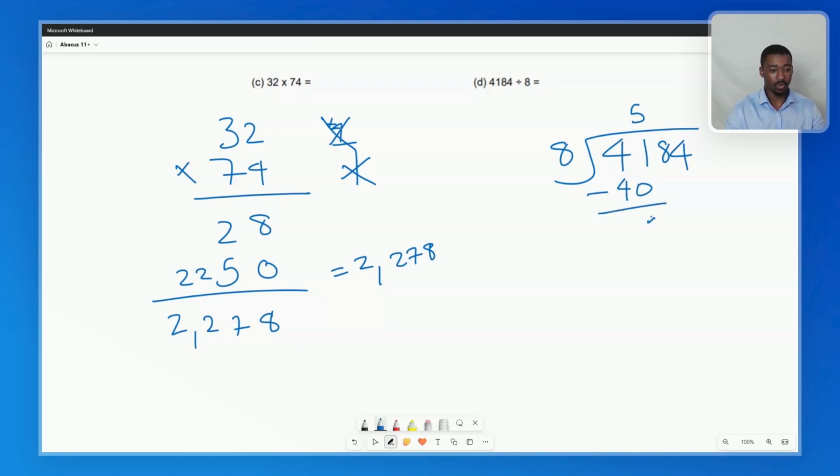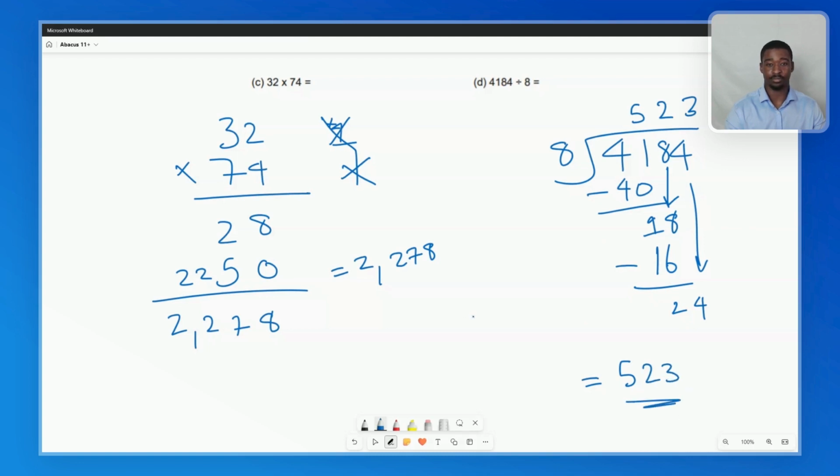And then we have a 1 left over. So now we bring down the next number, which is the 8, and we have 8 into 18. Well, that's going to be 2, right? Because 8 times 2 is 16. And we have 2 left over, bring down the 4. And then we have 8 into 24, which is 3. 8, 16, 24. Really helpful if we know our times tables just like that. So 3. So here we have no remainders. Our answer is 5, 2, 3.